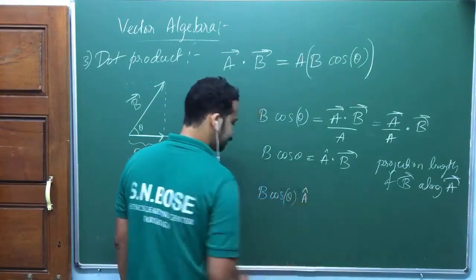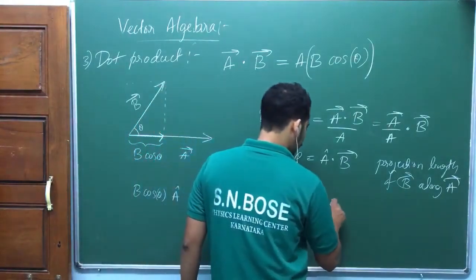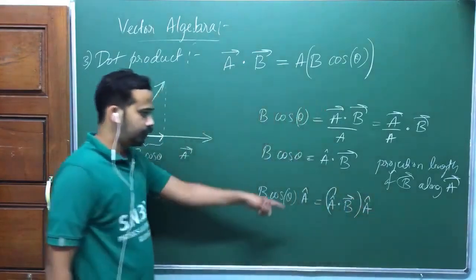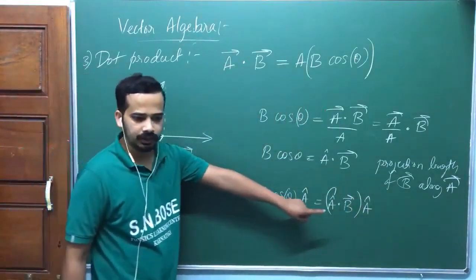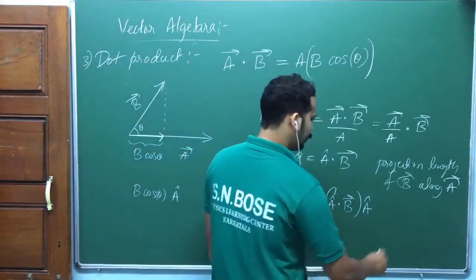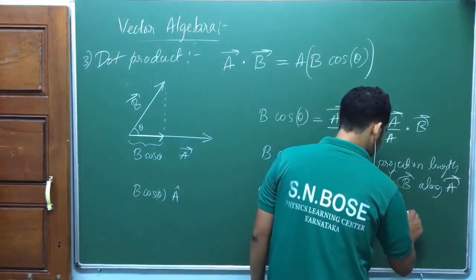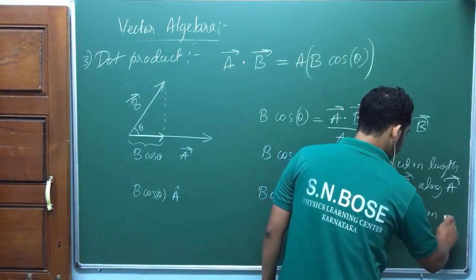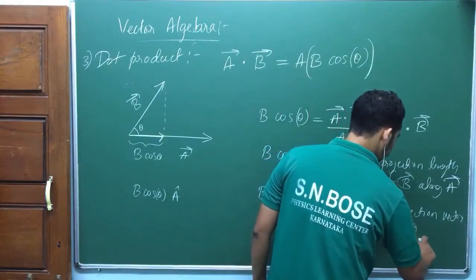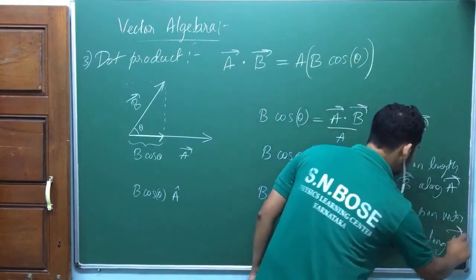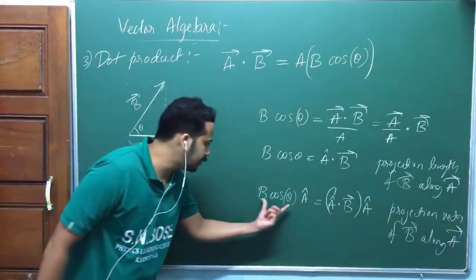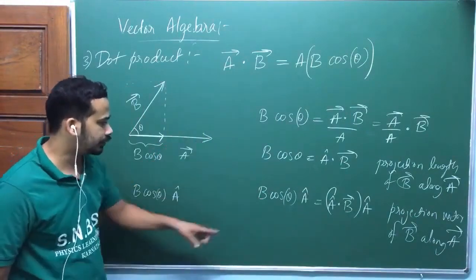So B cos theta into A cap. What is this? A cap dot B vector into A cap again. I think we have taken this somewhere in the case of the LS coupling scheme. Do you remember? I have taken a similar idea. This is the projection vector, or vector projection of B along A. That is this vector. I knew its magnitude, now I have to give the proper direction. That's why I put A cap.